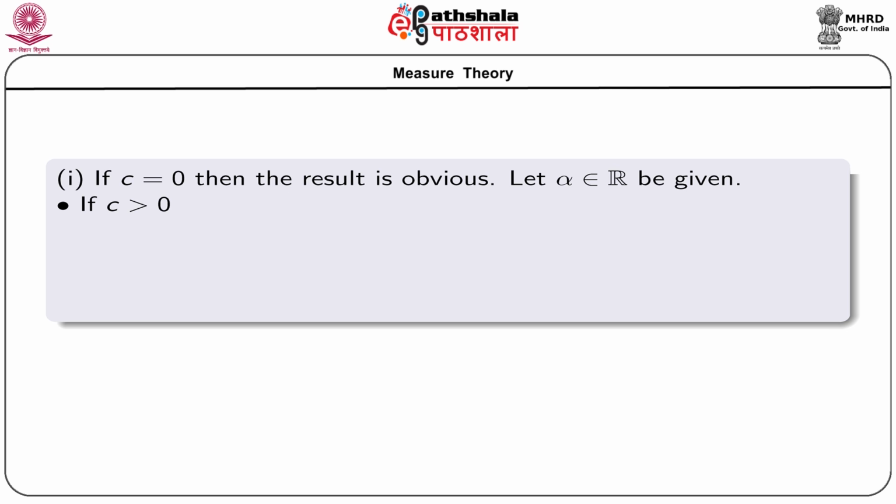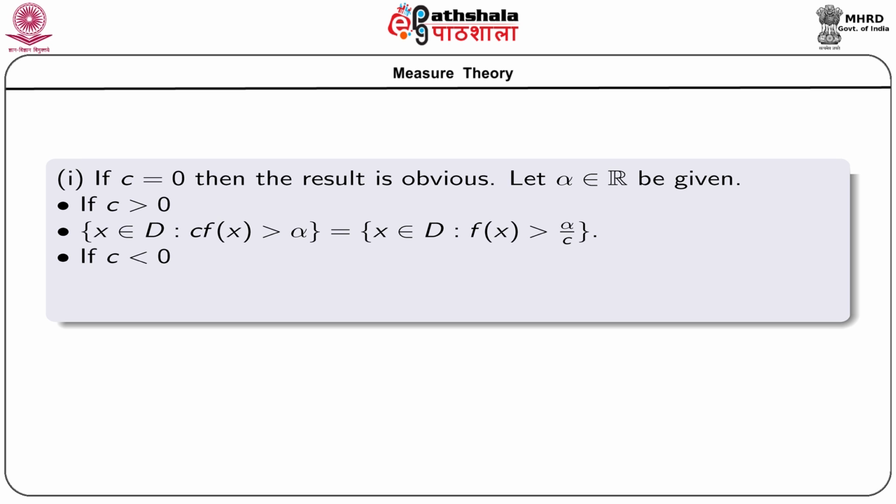If c is positive, then the collection of all x belonging to D, where cf(x) is greater than alpha, is equal to the collection of all x belonging to D, where f(x) is greater than alpha by c. If c is negative, then the collection of all x belonging to D, where cf(x) is greater than alpha, is nothing but the set of x belonging to D, where f(x) is less than alpha by c. But already by our assumption f is measurable, and so the sets on the right hand side are measurable, and this shows that the scalar multiple cf is also a measurable function.